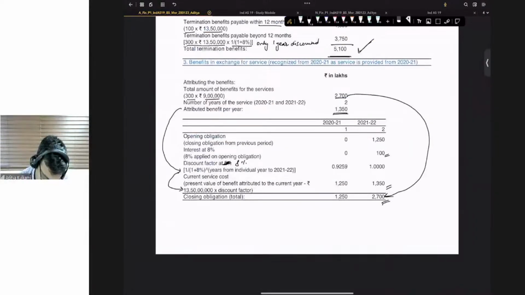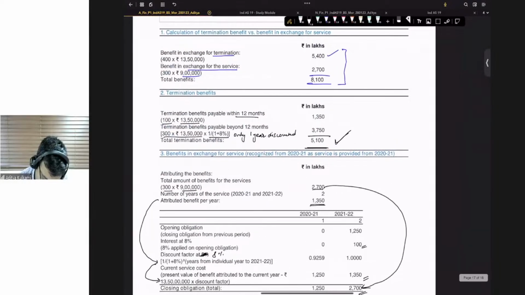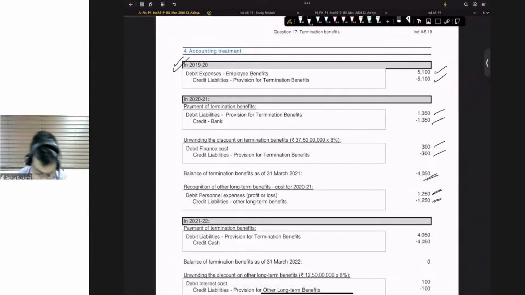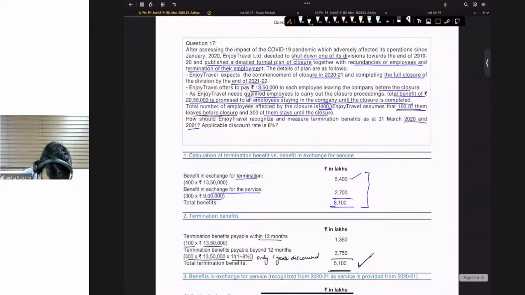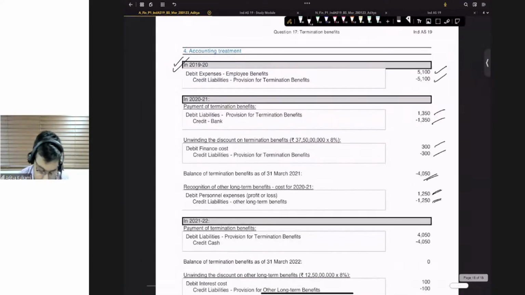कितना पेमेंट कर रहे हैं हम? 1,350. सो प्रोविजन फॉर टर्मिनेशन बेनिफिट्स टू बैंक. ये कौन से लोग हैं? ये वो लोग हैं जिनका पेएबल विद इन 12 मंथ्स था. दीज आर दोज पीपल हुज termination benefits are payable within 1 year. So that is being paid off.